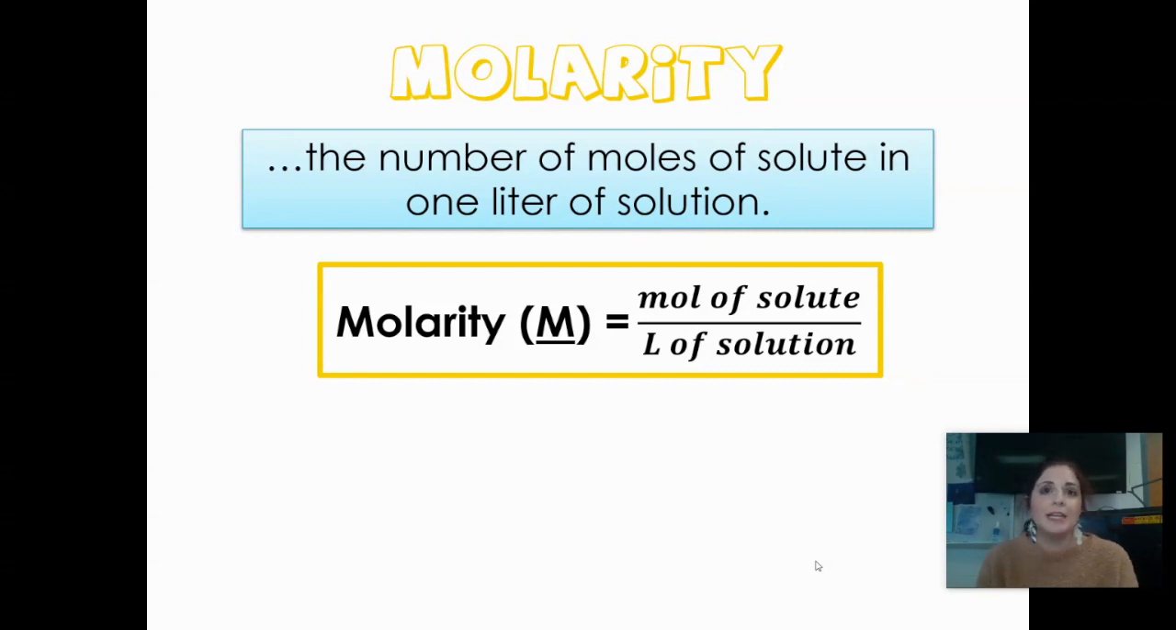So if you see that I have a 3 molar hydrochloric acid solution, that means that there are 3 moles of hydrochloric acid dissolved per every 1 liter of solution. And the way that we usually say 3 M is we call it 3 molar. So that is a 3 molar solution of that. Just so you know that that's how we would express that in words.